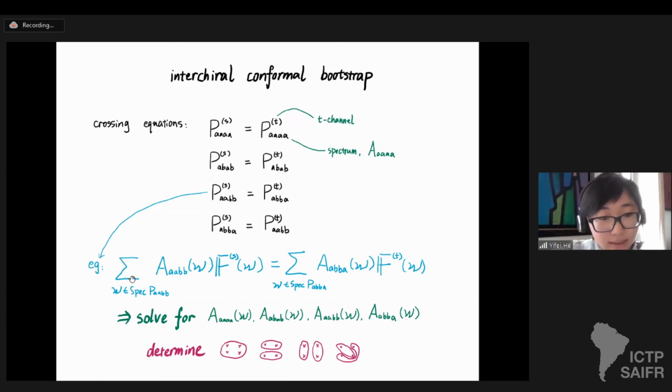for the left-hand side, we sum over the spectrum belonging to AABB, and then together with its amplitude, expand using the S-channel block. And on the right-hand side, we have the spectrum from ABBA with its amplitude and expand using the T-channel block. So this is a linear system of these amplitudes in these four probabilities associated with the entire modules. And by solving this, we determine these four-point functions that we started with.